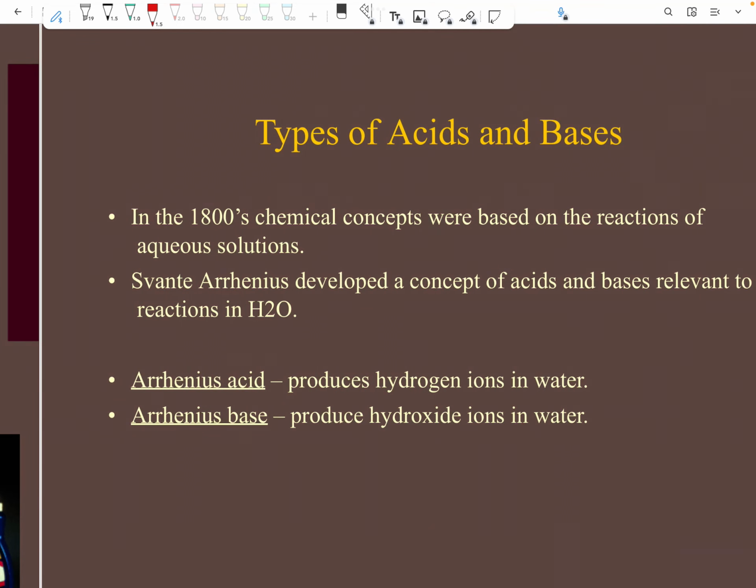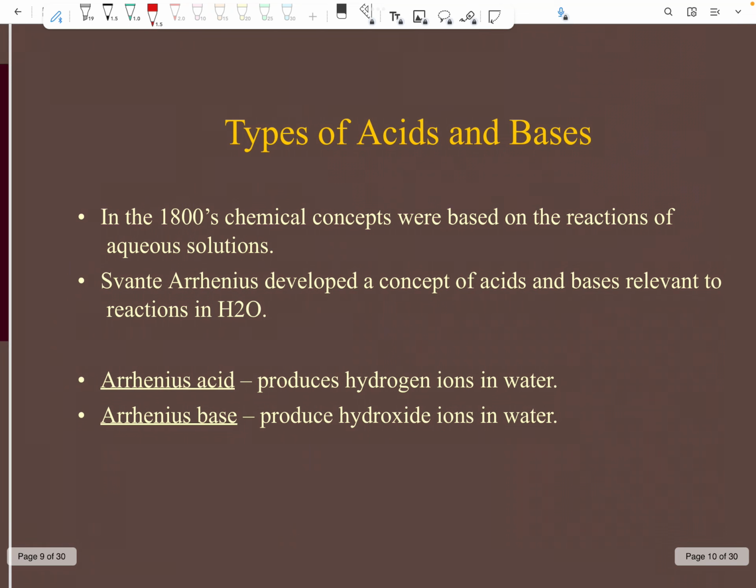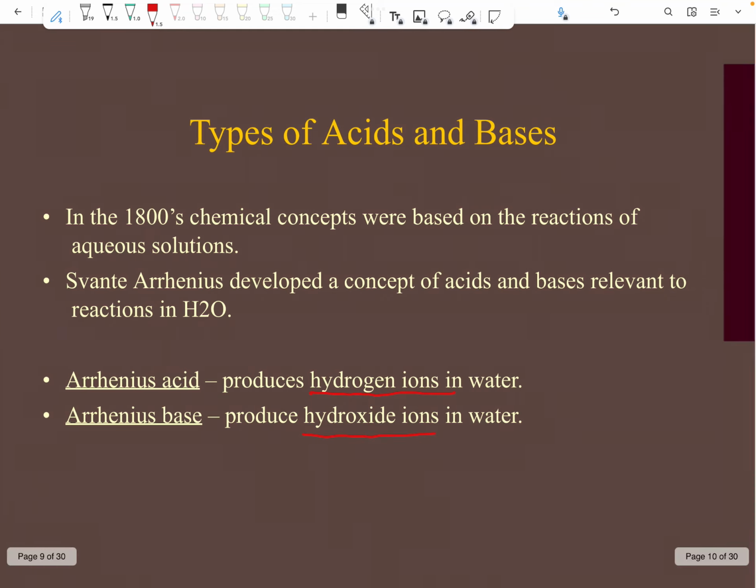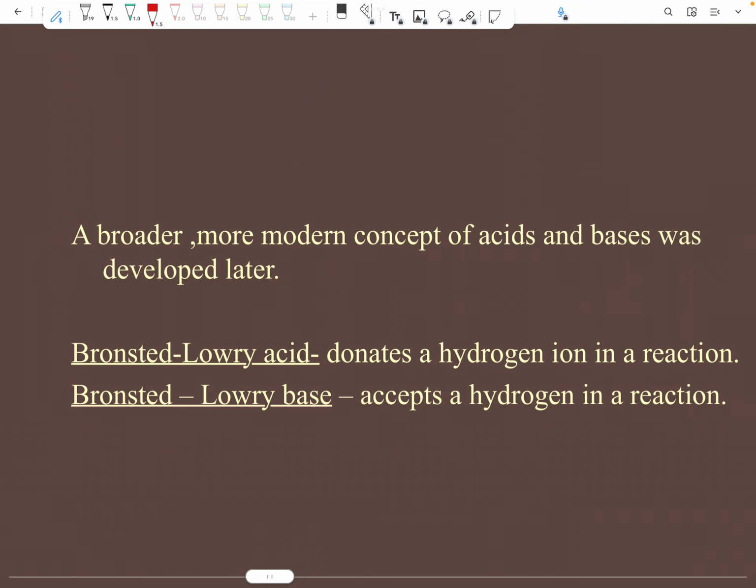Types of acids and bases. So we're going to ask you to know two types of acids and bases. One is called Arrhenius acids, and what those kinds of acids do is they produce hydrogen ions in water, and Arrhenius bases produce hydroxide ions in water. Now, we're going to compare that to a more modern concept of acids and bases, and they're called Bronsted-Lowry acids, and they're also called Bronsted-Lowry bases.